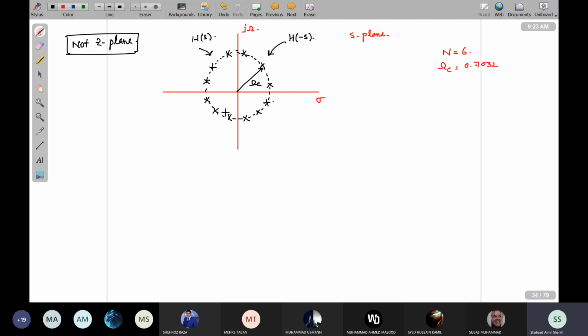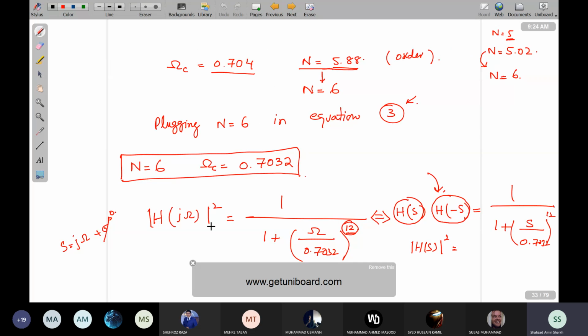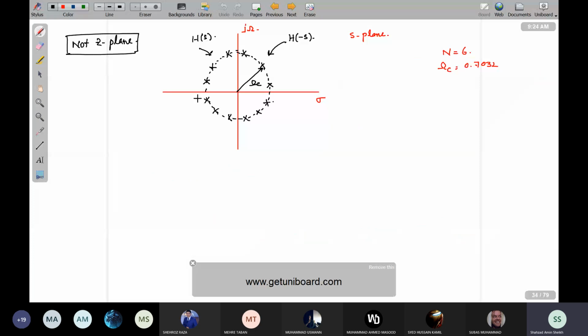Any confusions or questions related to this placement of poles? No sir. We are talking about the poles of a continuous time system, not the poles of the discrete domain. As I'm saying, it's not a Z plane, it's not a discrete representation. We are talking about the poles of H(S) and H(-S). 6 poles are in H(S) and 6 poles are in H(-S), because that was the magnitude squared function, so that's why it contained 12 poles. As a result, your 12 poles are split like this over 360 degrees at the radius of omega c.